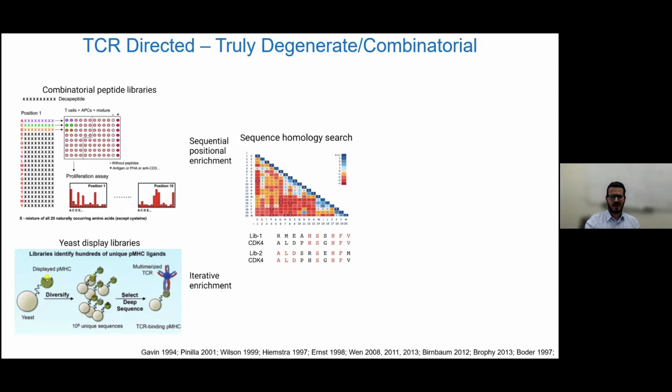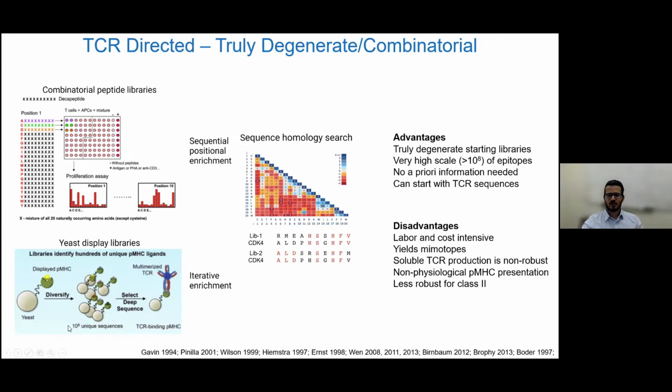Typically what ends up happening is that you get hits from both these types of methods, but those hits are not the actual or physiological epitopes. So one would need to do some sort of a sequence homology search to look at what's the biological epitope that's targeted by those T cells. Of course, because these methods are truly degenerate, they allow a really, really high scale of epitopes, up to 10 to the 8 epitopes, and you don't need any a priori information about the antigen. All you need is a TCR sequence to start with.